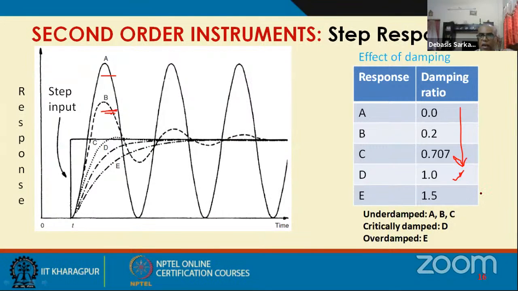So this is critically damped. Up to this is underdamped. This is critically damped. And this is higher, greater than 1. So this is overdamped. So how will you use this information?